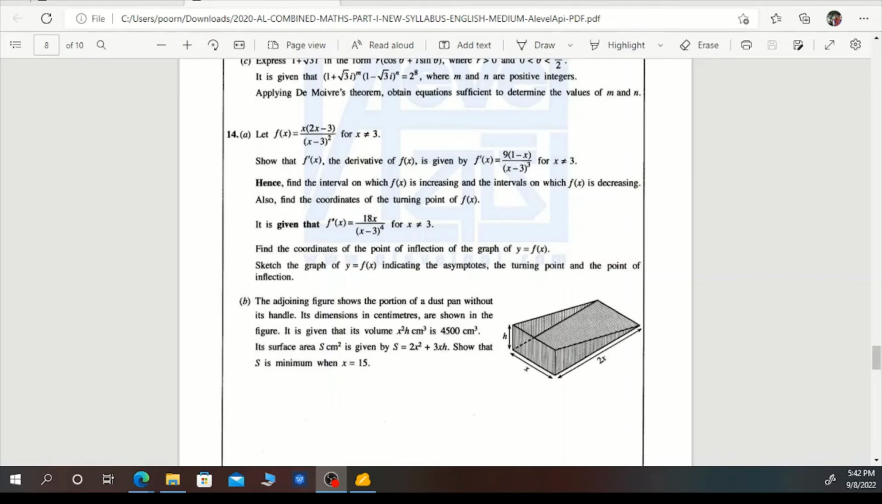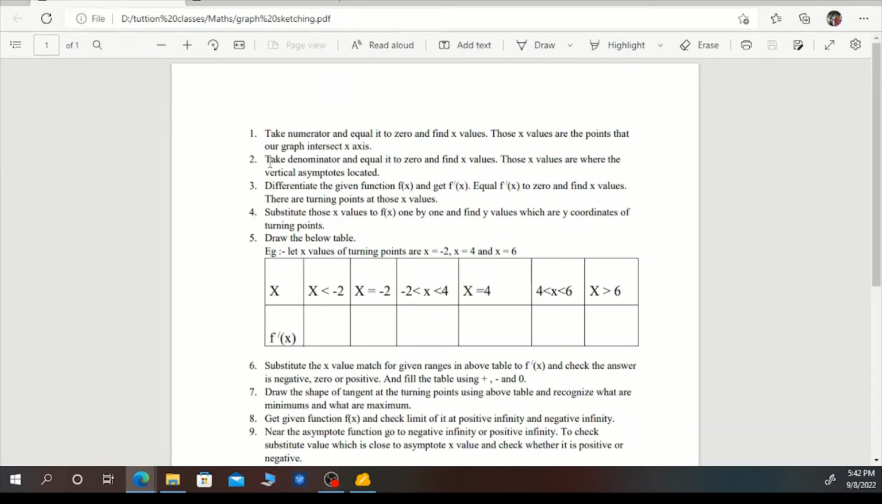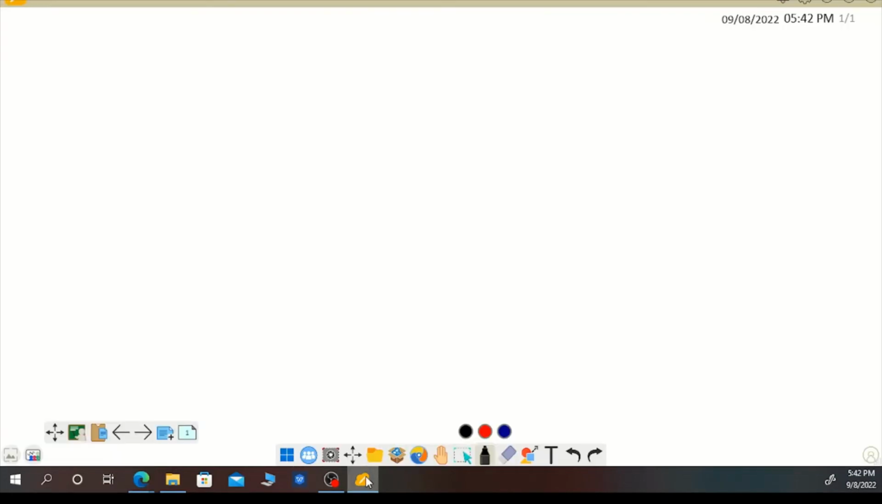This is a very manual method, right? You just have to follow the steps and you can draw the graph very simply. So I'm going to show what steps you must follow in solving this problem. First we have to take the numerator and equate it to 0 and find the x values. Those x values are the points where our graph intersects the x-axis.